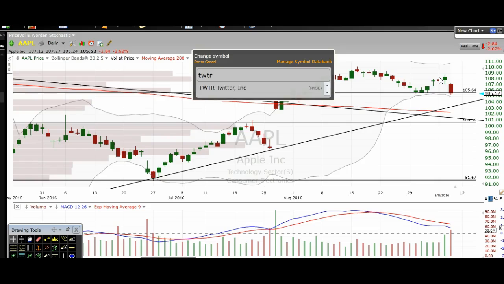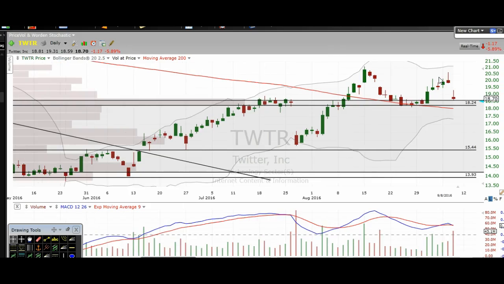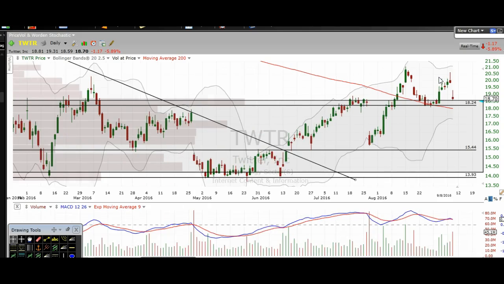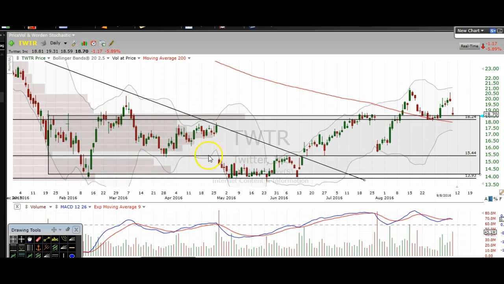Next, let's take a look at Twitter. Just want to look at the big picture here. Twitter was trading in this tight range between about $19 and about $14, let's call it. So we broke outside of that range, came back down, retested it successfully with some nice high volume bounces. Now we're coming back down and retesting it again. We've also got the 200-day moving average as support as well. So that's going to be support. This lower end of the box is going to be support. So I do think longer term that Twitter is going to get a bounce from here.